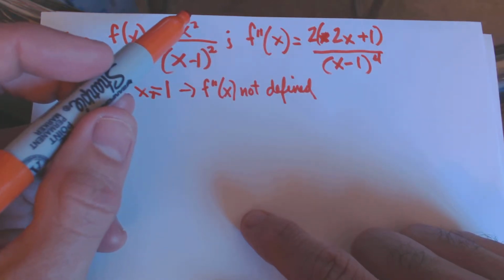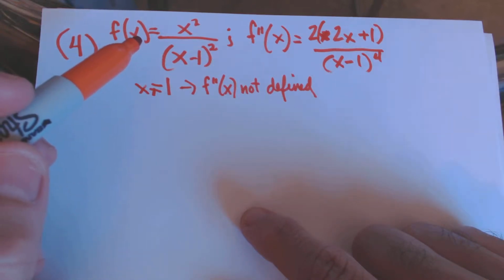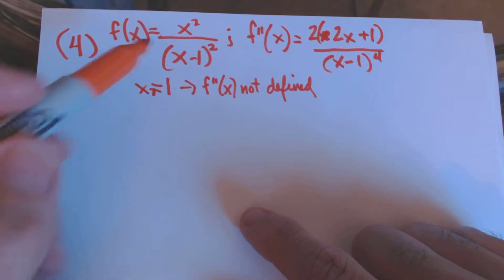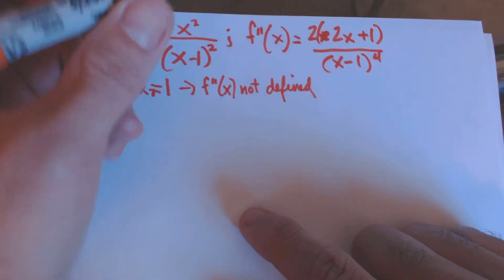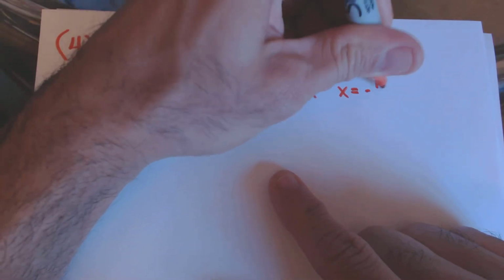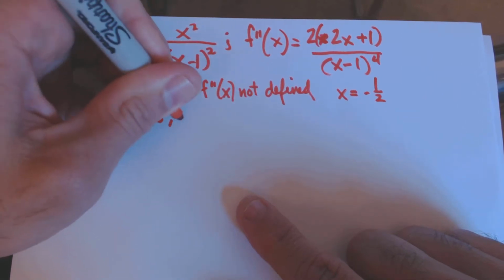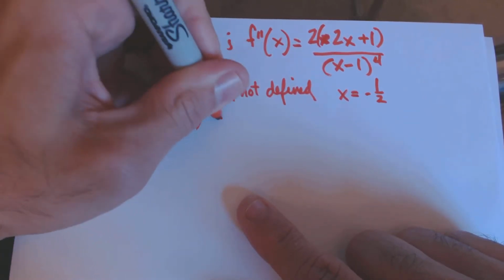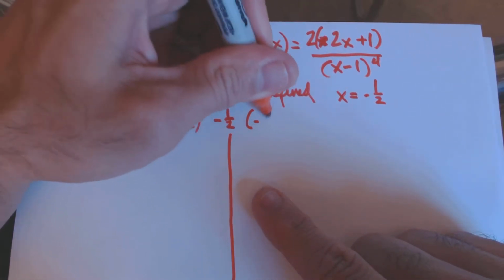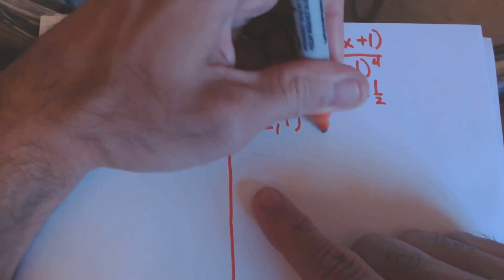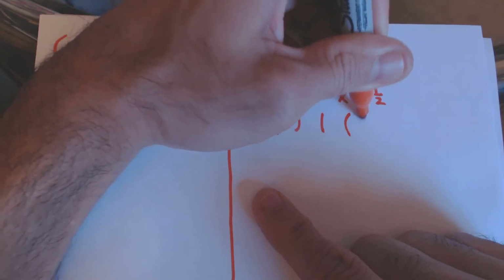And let me see. So f double prime of x, the second derivative, is 0 when x equals negative 1/2, from the top portion of the second derivative. So we have negative 1/2. So the intervals are going to be from negative infinity to negative 1/2, and then negative 1/2 to 1, and then 1 to infinity.